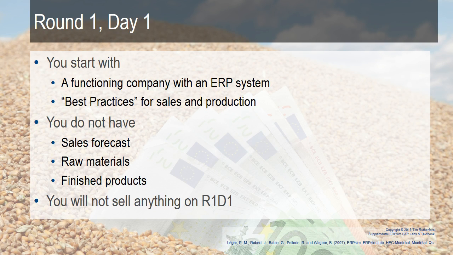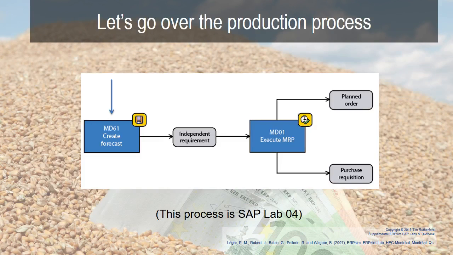You can actually do some of these things before the simulation actually starts, but round one, day one, you do not have any finished products. You will not sell anything on round one, day one. In order to have something to sell, you have to produce. So this is going to be an overview of the production process. And if you are doing SAP Lab 4, this is the process that you're going to be doing. So I'll have another video that goes over the actual production process using SAP, referring to the job aid, so going back and forth. This is just kind of a conceptual overview of the production process.